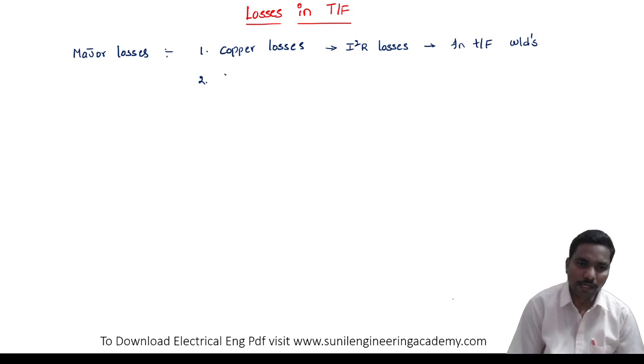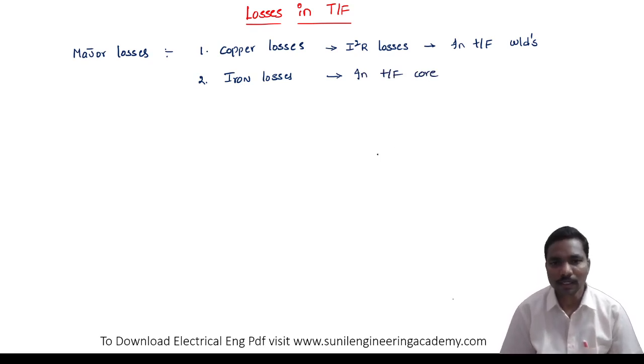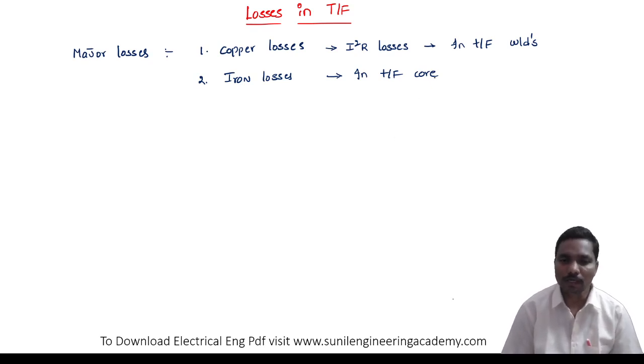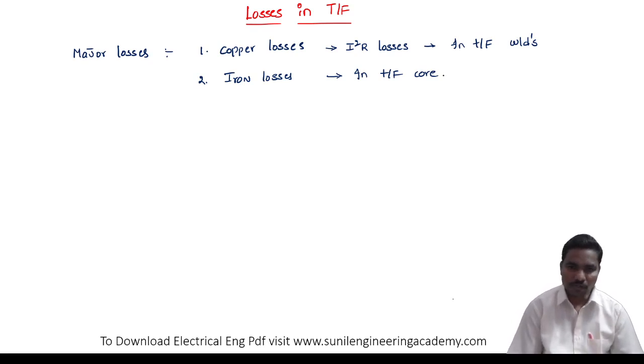The second one, iron losses. Where is the iron we have? In the transformer core. Transformer core is made with silicon steel. Steel is nothing but carbon plus iron, so the main ingredient is iron. So we can simply say iron losses are nothing but transformer core losses. Due to the core we are getting the losses, so we can also call them core losses.